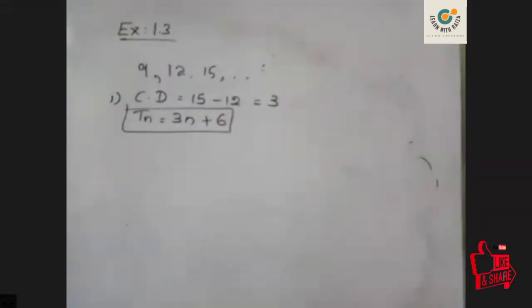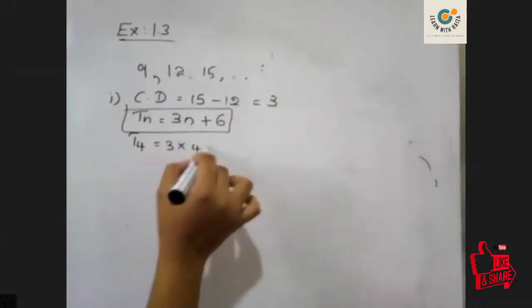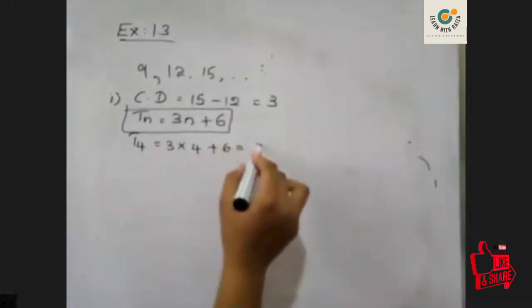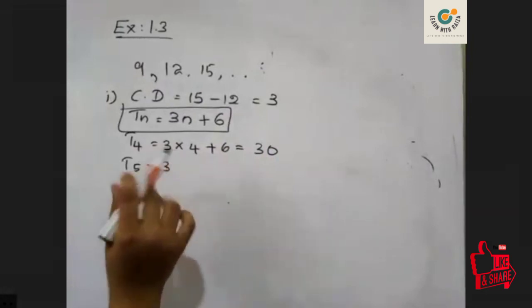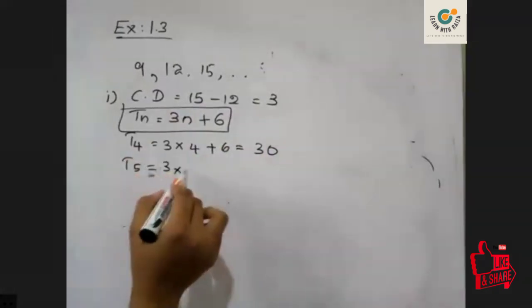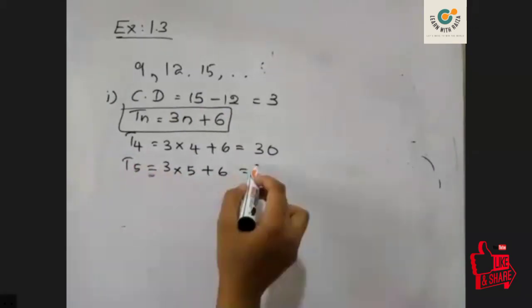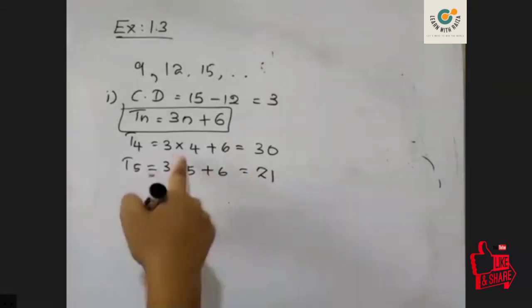So we are going to find out the fourth and the fifth. T4 equal 3 times 4 plus 6. That is 12 plus 6, you are getting 18. T5 equal 3 times 5 plus 6. 15 plus 6, that is 21.